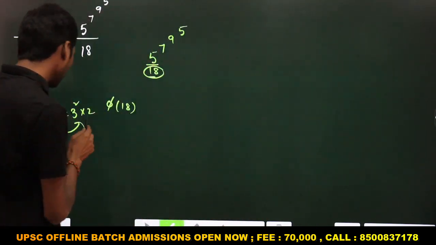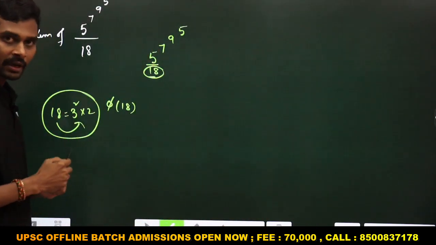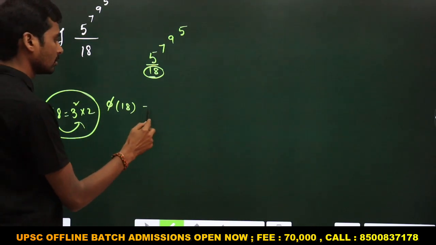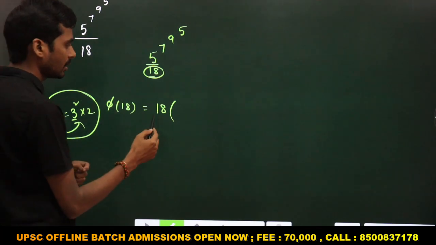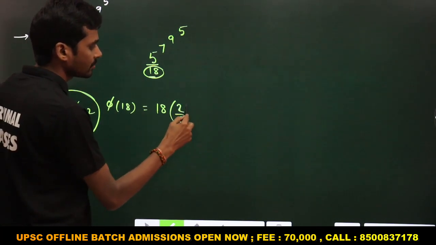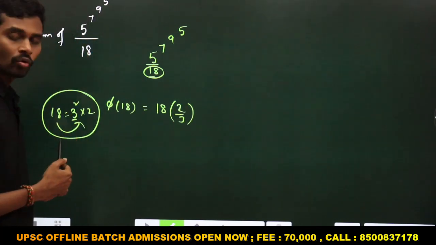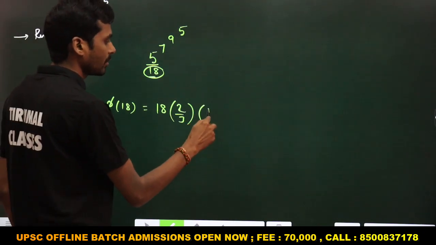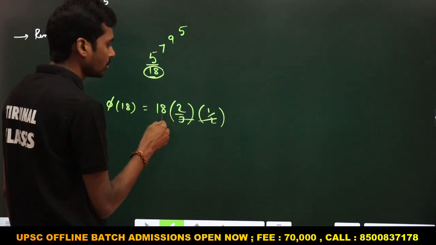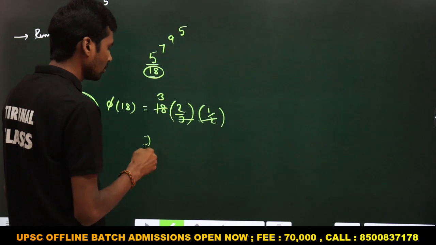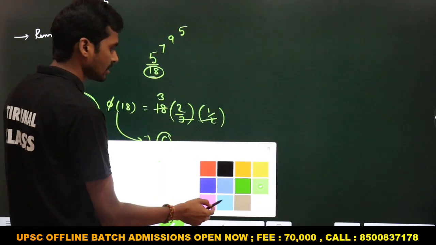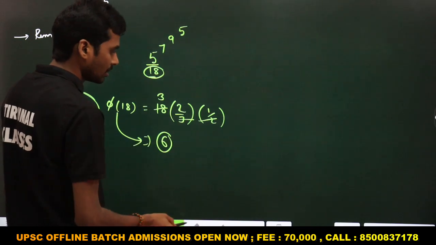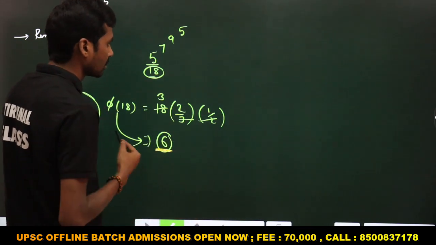So first I have to write the given number as a product of primes, and after that, number into 1 minus 1 by 3, that is 2 by 3. 1 minus 1 by 3 is what? 2 by 3, into 1 minus 1 by 2. So 1 minus 1 by 2 is what? 1 by 2. So 3 twos are 6, 6 threes are 18. 3 into 2 is what? 6. What is the totient of 18? The totient of 18 is nothing but 6, right?